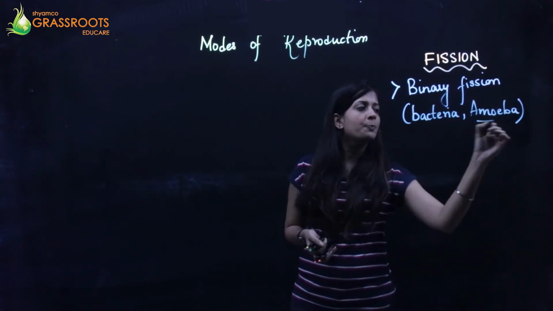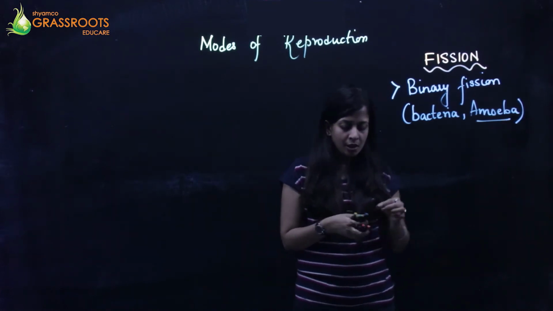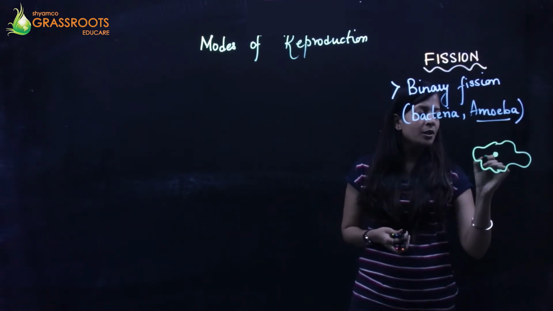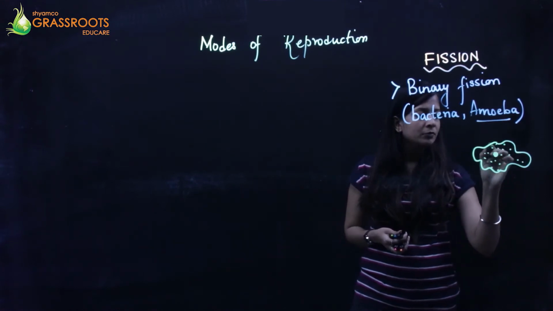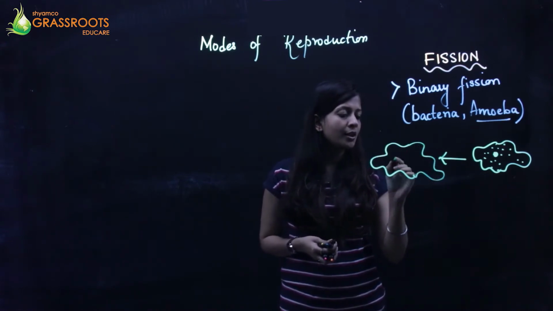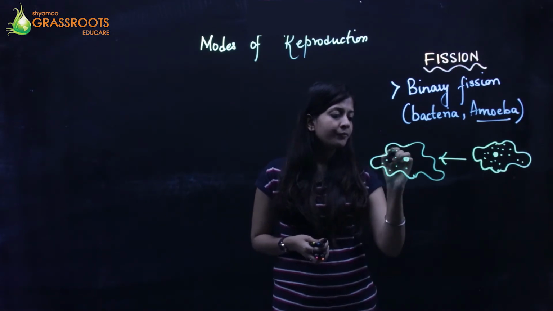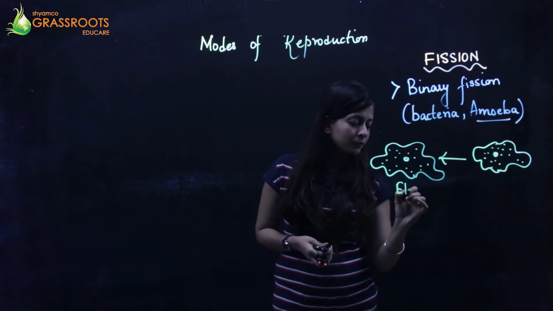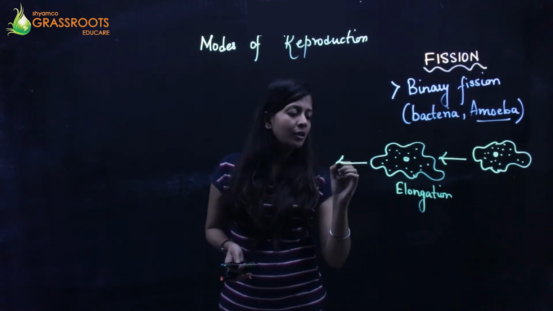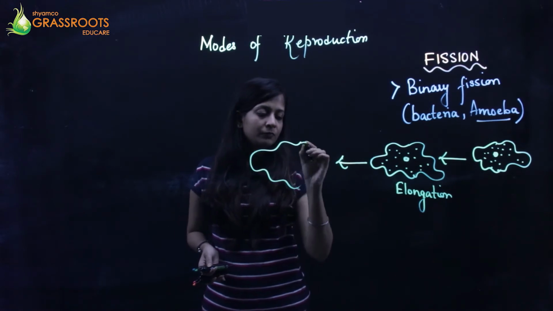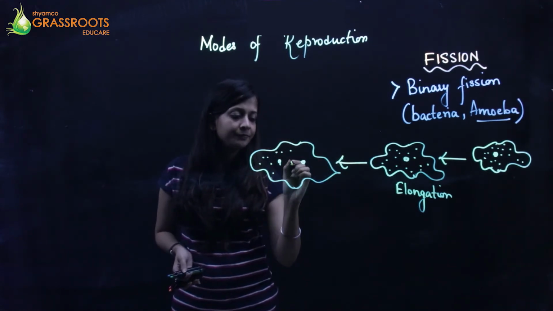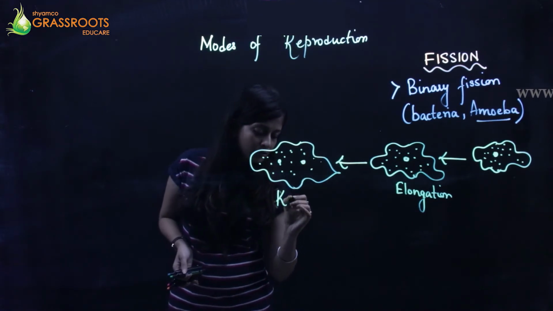Now, if I'm talking about the process of binary fission, basically there will be a parent cell with a nucleus and the cytoplasm in it. After this, the cell, which is a single cell, will elongate. So the elongation takes place here. The next step is that the nucleus will divide. This process is known as karyokinesis.